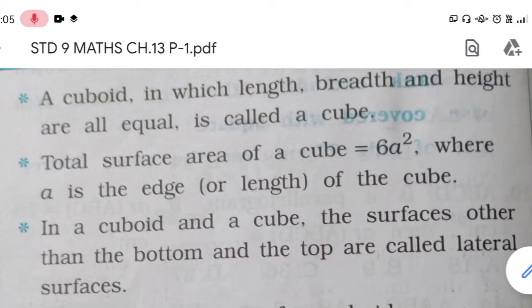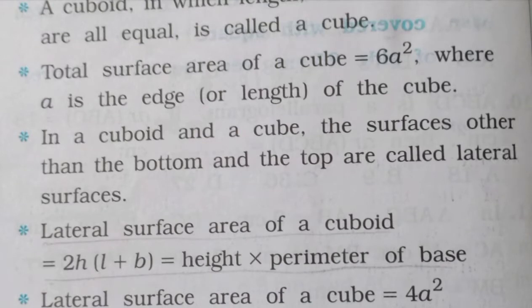If we talk about all the sides of the closed cube, then its total surface area is 6a square, in which a is the edge or the length of the cube. In a cuboid and cube, the surfaces other than bottom and the top are called lateral surface area. Now suppose you have to assume that one of the cube or cuboid is there in which there is no bottom and there is no top. Suppose if we take the example of our room, and the shape of the room is maybe cuboid or cube. Now just you have to assume that the room is without roof.